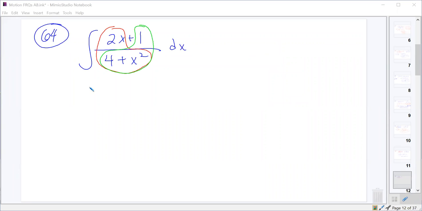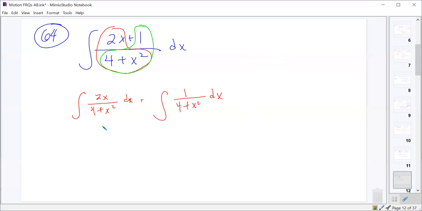So I can split this into two integrals: the integral of 2x over 4 plus x squared, plus the integral of 1 over 4 plus x squared. At least that way, I know the first integral is pretty easy. Like we just said, we'll let u equal 4 plus x squared. Du is 2x dx, and we've got the integral of du over u. What about this one? I'm pretty sure we do this exact same integral as the first problem we did today.